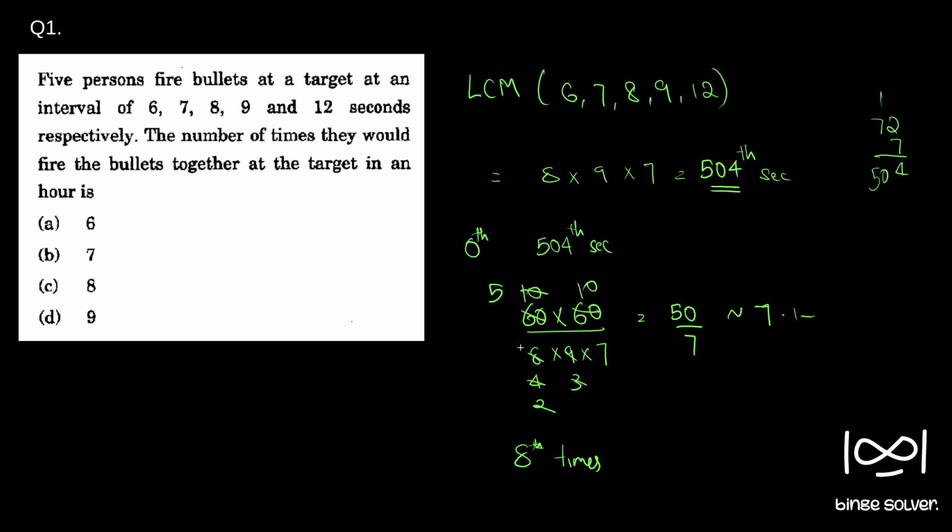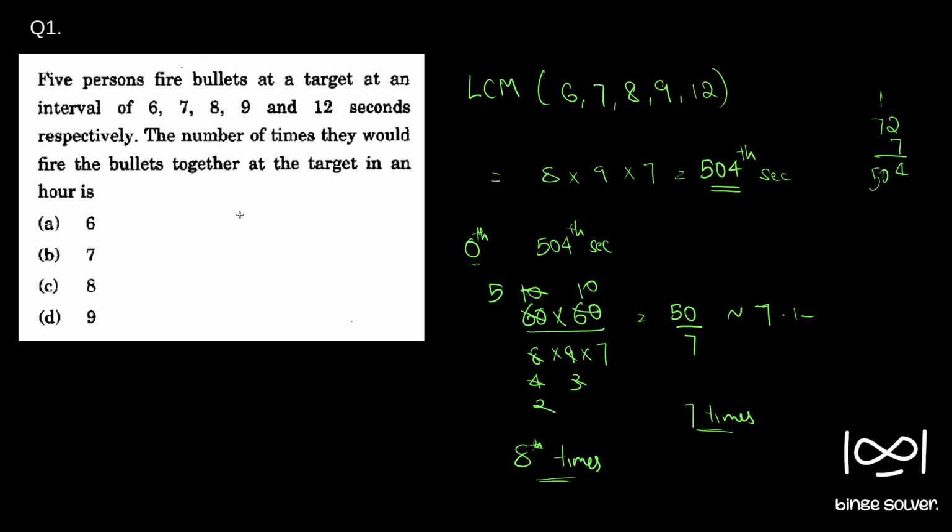Another possibility is, if we don't assume that they fire the bullets together at the 0th second, they will fire their first bullets together at the 504th second. So in 1 hour they fire together 7 times. Instead of 7 plus 1, you will get 7 times. So both can become the answer. Here it is not clearly mentioned whether they are firing their bullets together at the 0th second. So these two are possible answers here.